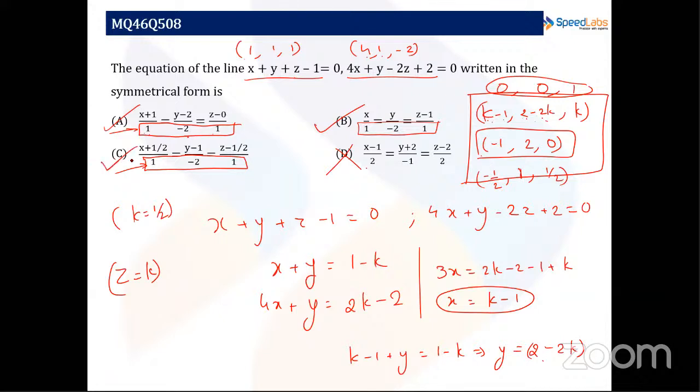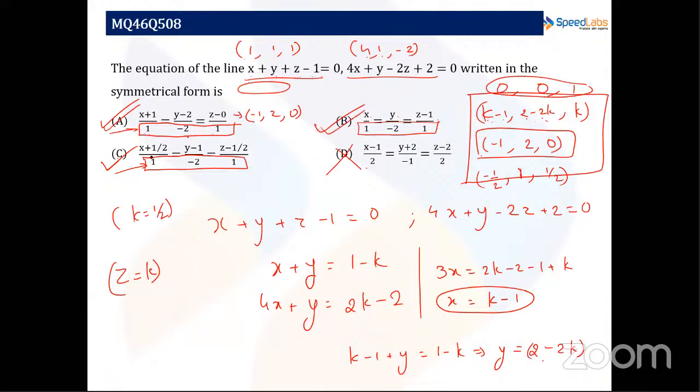Or what you can do here is, you can take the coordinates of this line, (minus 1, 2, 0), and try to satisfy it. So minus 1 plus 2 plus 0 minus 1, its whole quantity is coming out to be 0. So this line is fine. You don't have to solve it; you can go by the options also here. (0, 0, 1): 1 minus 1 is 0. So this is also fine.